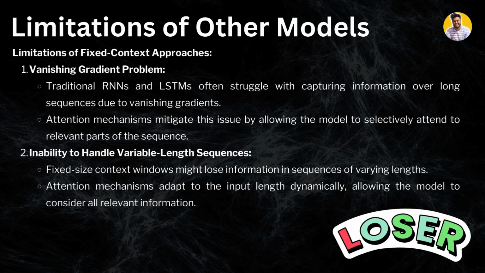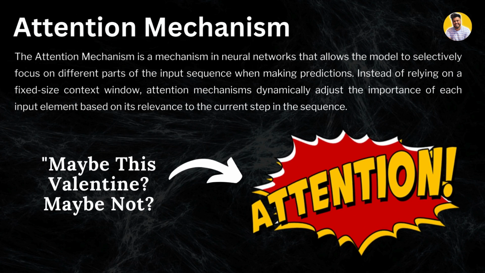So now, what is the attention mechanism? The attention mechanism is a mechanism in neural networks that allows the model to selectively focus on different parts of the input sequence when making predictions. Instead of relying on a fixed size context window, it dynamically adjusts the importance of each input element based on its relevance to the current step in the sequence. So it will give the best importance to a word based on the context. It really understands the semantics of your sentence or text.